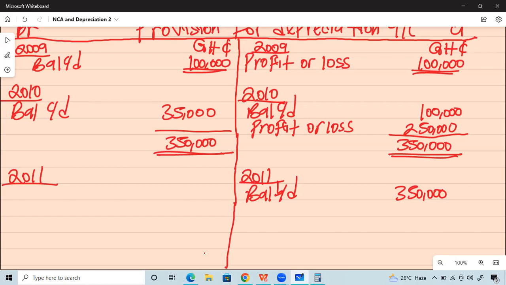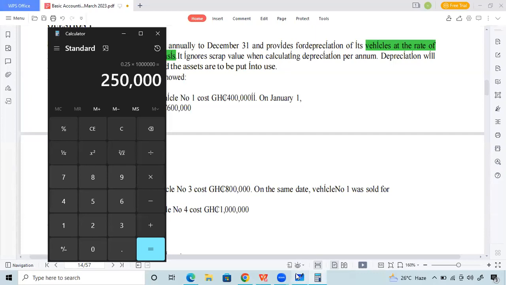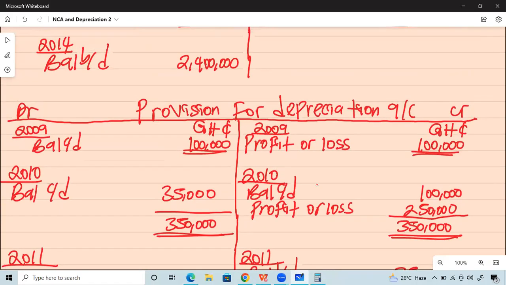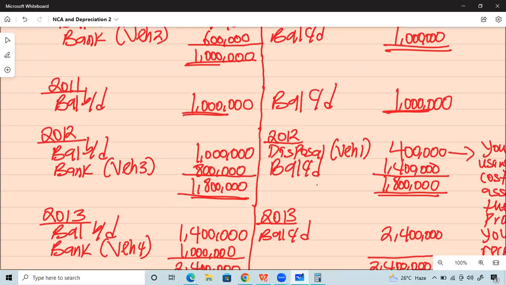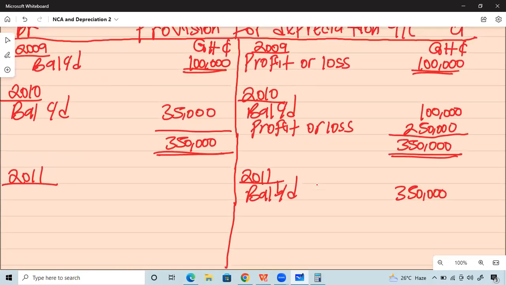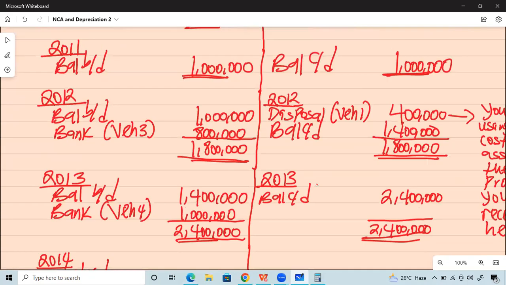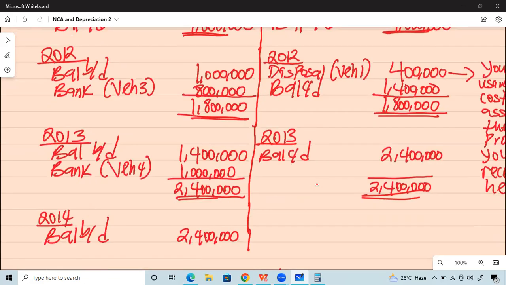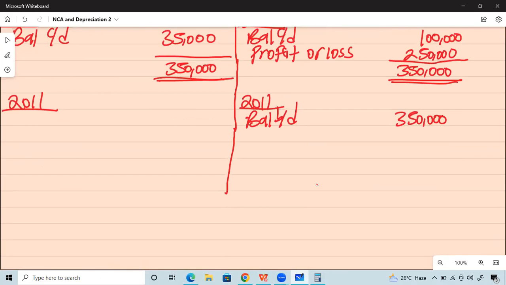So in 2011, what is the value of your asset? In 2011, the value of your asset is still 1 million, no transaction, so the depreciation is still going to be 250. So you still see the statement of profit or loss and other comprehensive income. That is in million. So this is 250.